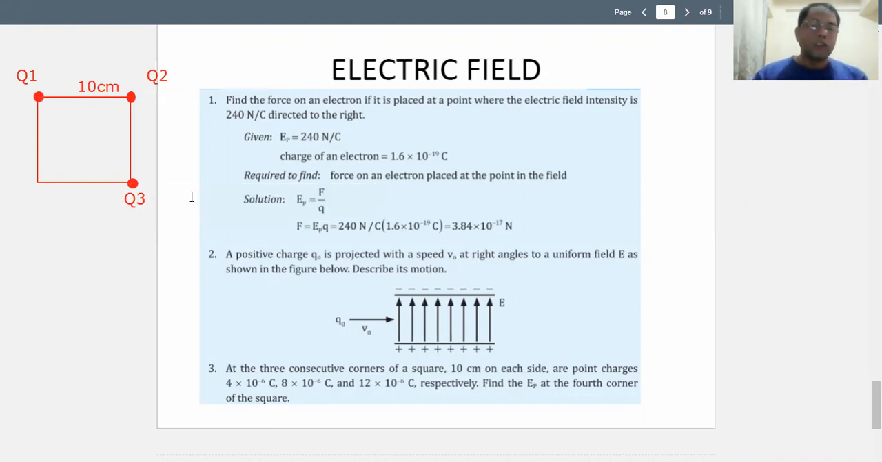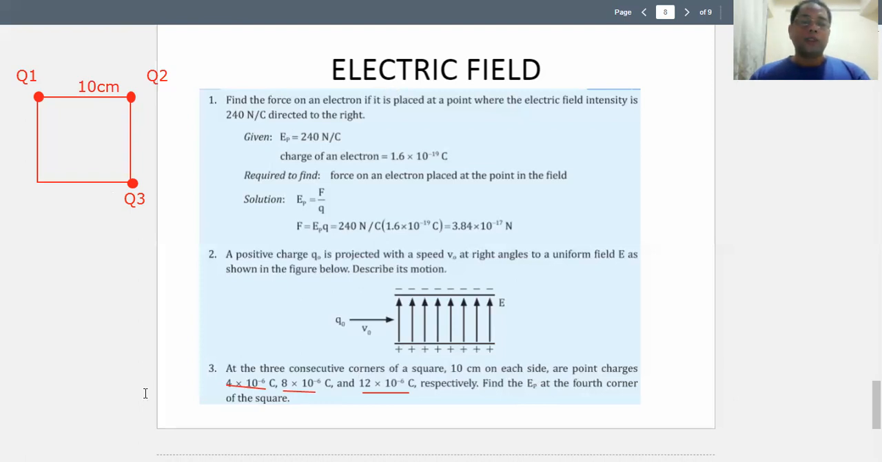And the values of our charges: Q sub 1, you may probably think of Q sub 1 equal to 4. Next is 8. And then next is 12. So find the electric field at this last corner. So one question, what is our value of the electric field at this corner?